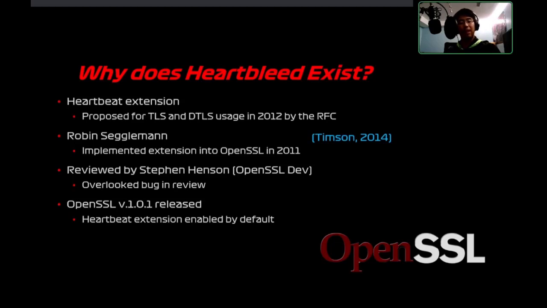A year earlier, Robin Seggelmann, who was actually the author of the RFC, had implemented the Heartbeat extension into OpenSSL, and he got it reviewed by Stephen Henson, who is one of the four main developers of OpenSSL. However, at the time, Henson had missed the bug when reviewing the extension, allowing the bug to be released on the actual live version of OpenSSL, version 1.0.1, in March 2012. Since the Heartbeat extension was enabled by default, anyone with that version of OpenSSL that upgraded to it was vulnerable to the bug.